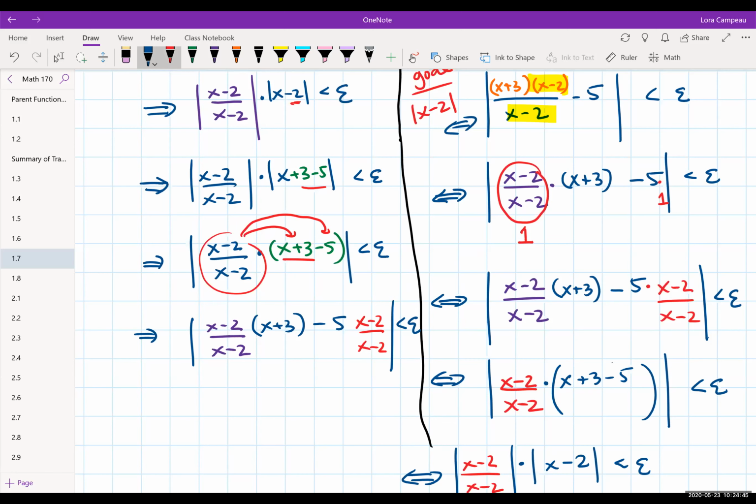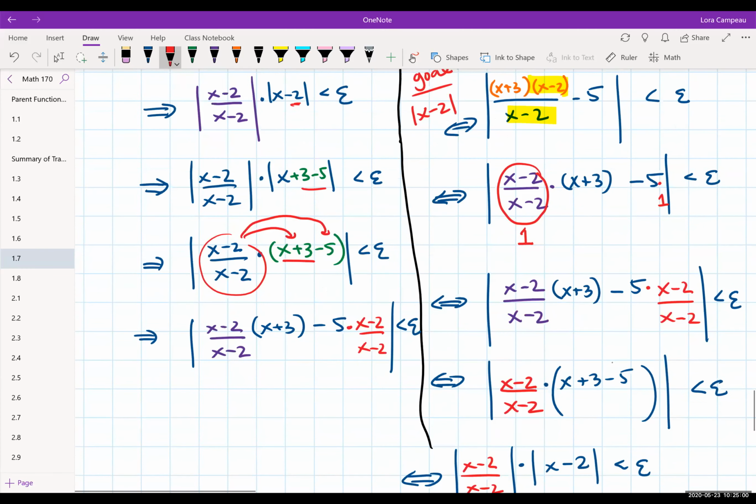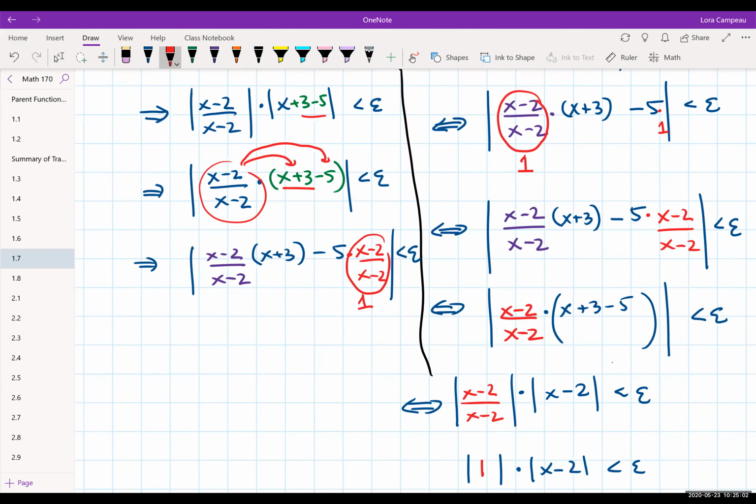So now you can think about this in two ways. Instead of calling what's next to the 5 x minus 2 over x minus 2, you can rewrite that as the number 1, just like we did earlier. And if it's the number 1, you don't have to really rewrite it. But you would not get rid of the x minus 2 over x minus 2 by the x plus 3. Reason being is because you're trying to get your original function back.